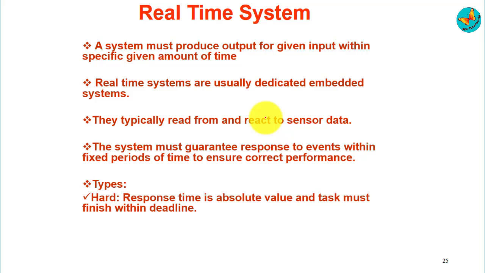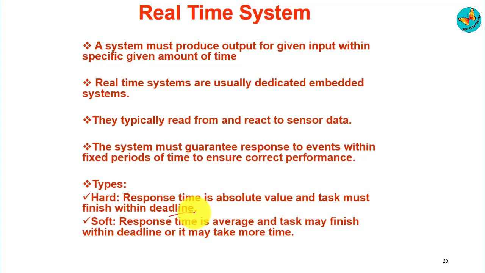First is the hard real-time operating system. Here the response time is an absolute value and the task must finish within the deadline, right? And the second type of operating system is the soft real-time system.